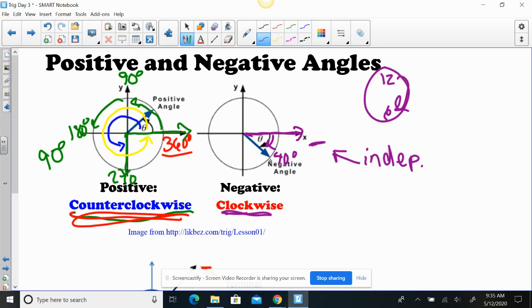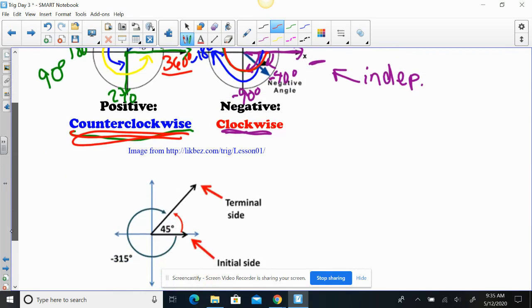If I kept going, this would be negative 90. Keep going around, all the way to here would be negative 180. All the way to here would be negative 270. And then all the way around my circle clockwise would be negative 360. So I hope that helps.